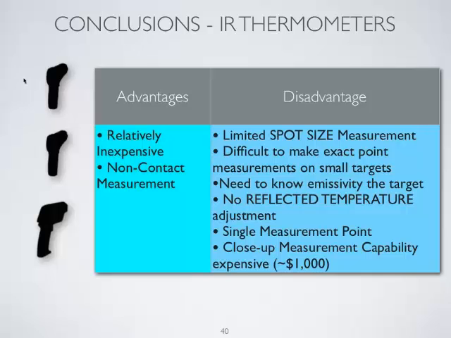On the disadvantage side, though, IR thermometers have limited spot size, which means they are not accurate at sampling small targets. It is also very difficult, if not impossible, to align the IR thermometer perfectly over small targets that I'm interested in measuring. So there is a certain level of guesswork involved when trying to find targets with a spot pyrometer or IR thermometer. Another disadvantage is the need to know the correct emissivity value for the target of interest. I need to know that in order to make the measurement.